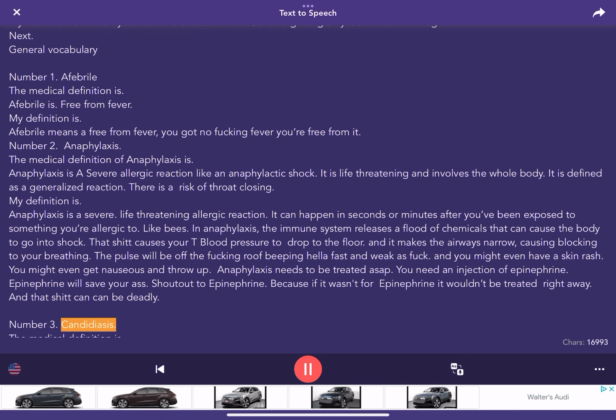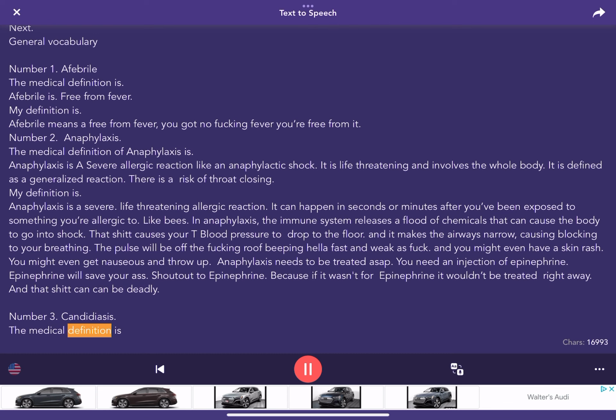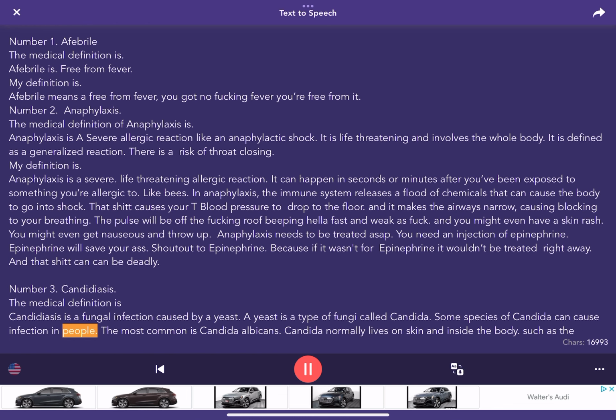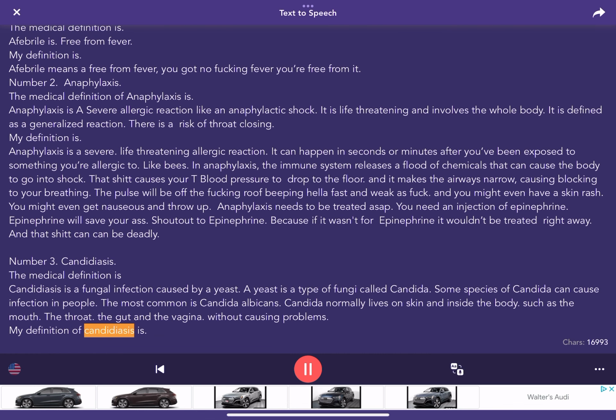Number 3. Candidiasis. The medical definition is, candidiasis is a fungal infection caused by a yeast. A yeast is a type of fungi called candida. Some species of candida can cause infection in people. The most common is Candida albicans. Candida normally lives on skin and inside the body, such as the mouth, the throat, the gut, and the vagina, without causing problems.